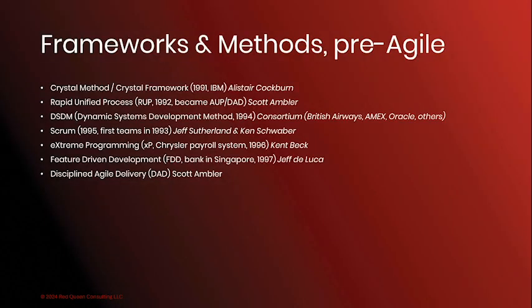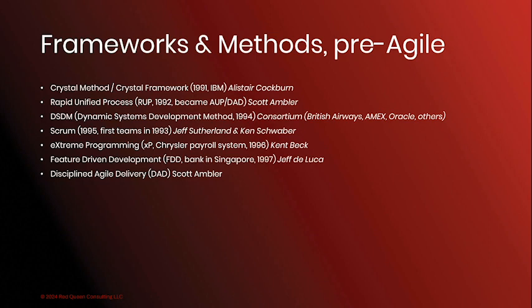So the first thing to remember is that Agile came about in 2001, and we'll get to that in a moment. But prior to that, through the 80s and the 1990s, there were a whole lot of people in a whole lot of places who were trying to build and deliver software specifically better. And they were all creating different approaches, different methods and frameworks to help them do that.